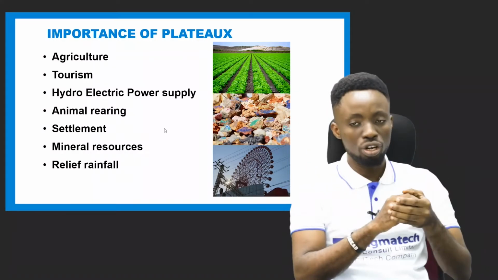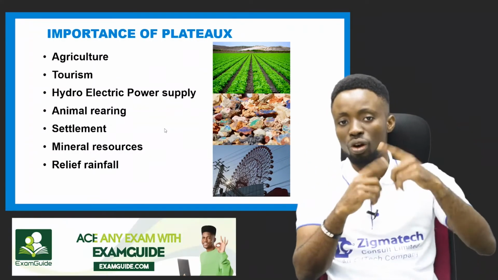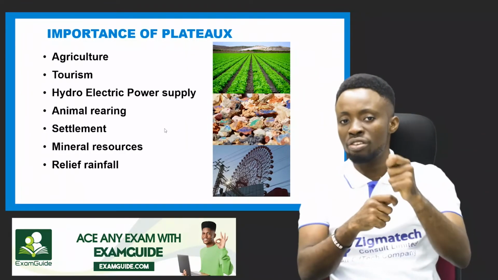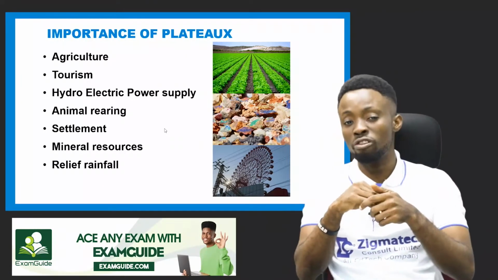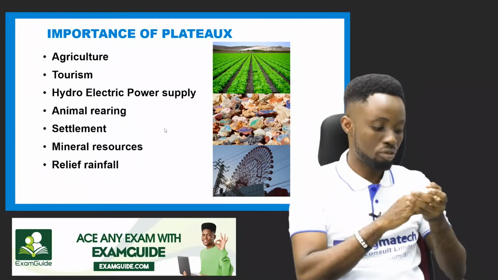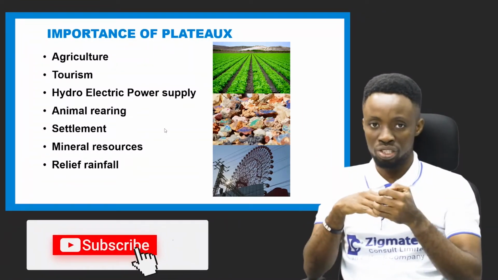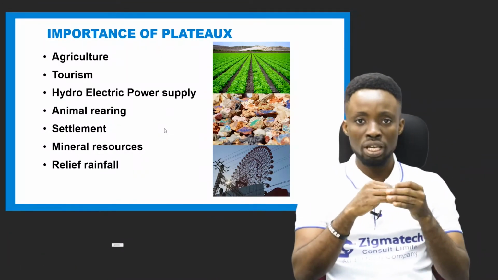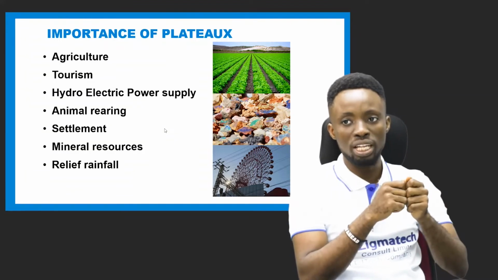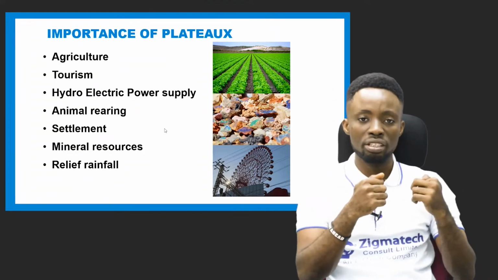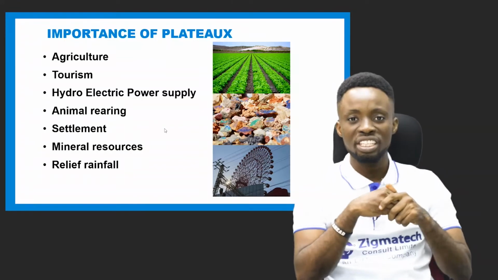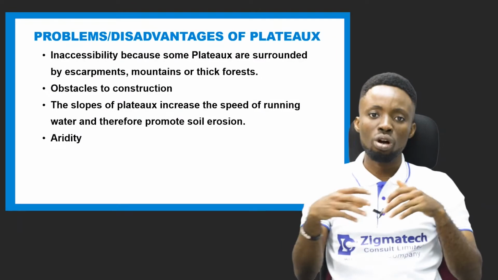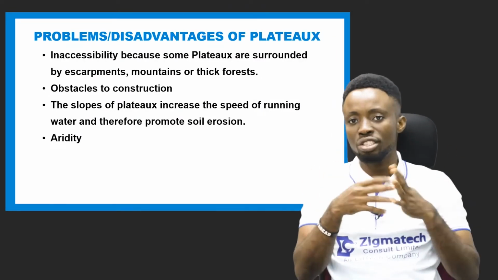And the nature or the height or the relief of a plateau will always give rise to the formation of what we call relief rainfall. So the climate of a plateau differs because it's found on a highland area. As a result of that, we tend to have a cool climate or a Mediterranean type of climate in these plateau regions. And what are the problems or the disadvantages of plateau?